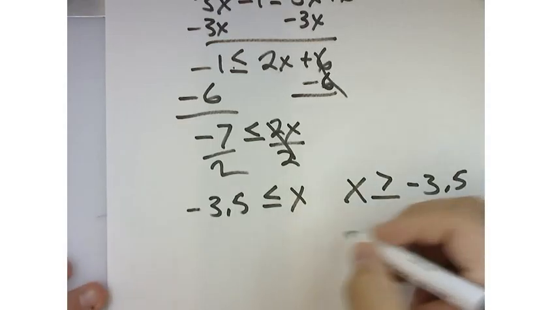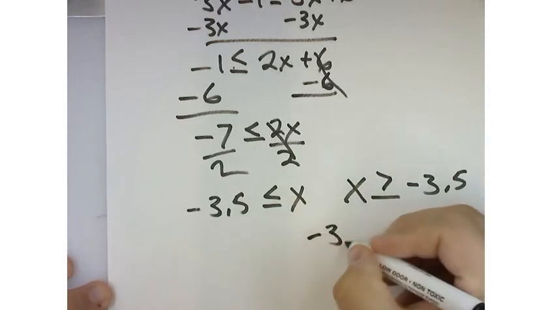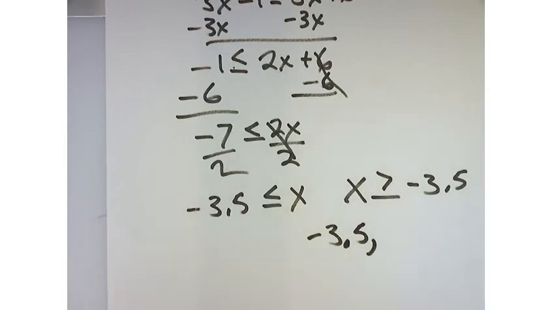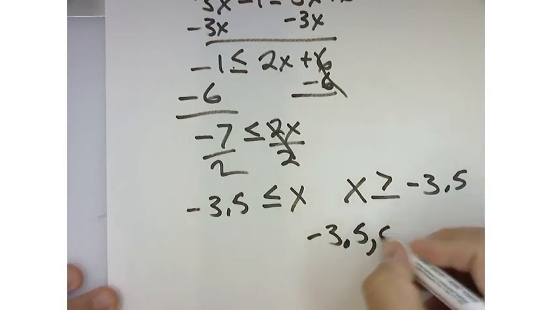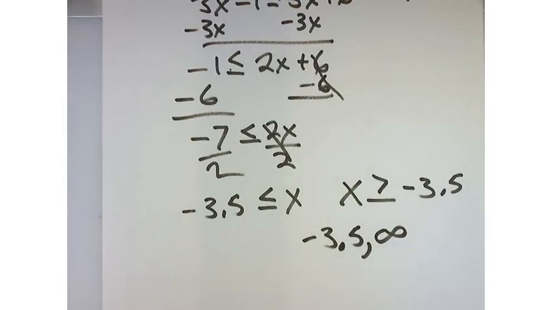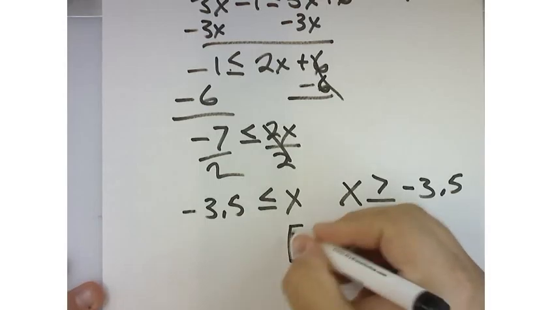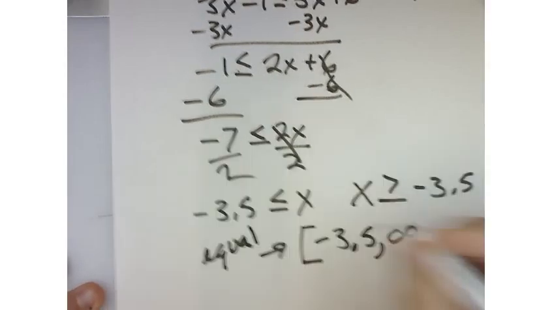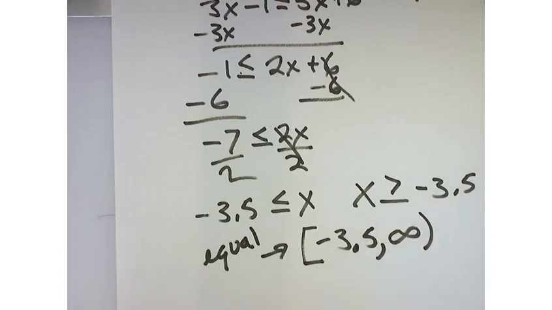So another way we could do that is we could talk about going from negative 3.5 to how far could we go? Infinity. Are we including negative 3.5 in our solution set? Yep, so I put a bracket. This is because we're saying equals. Now, infinity isn't really a number that we can reach, so we use a parentheses. Okay? So that's what we call the solution set.